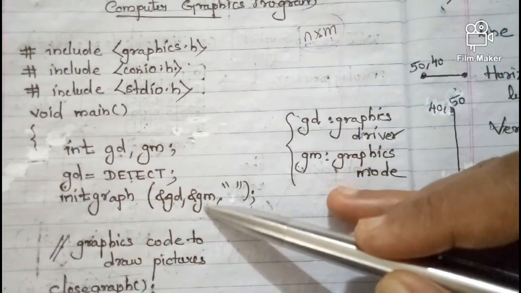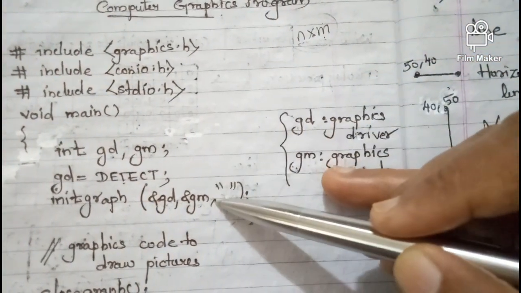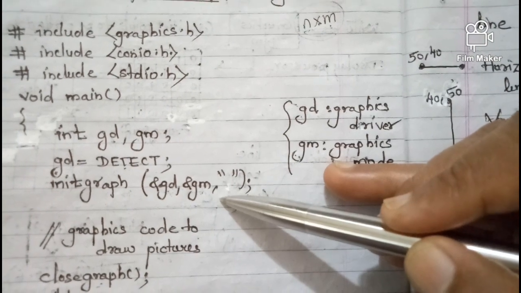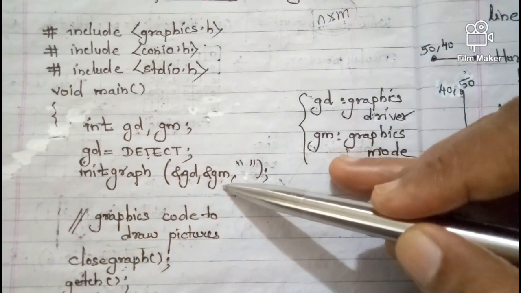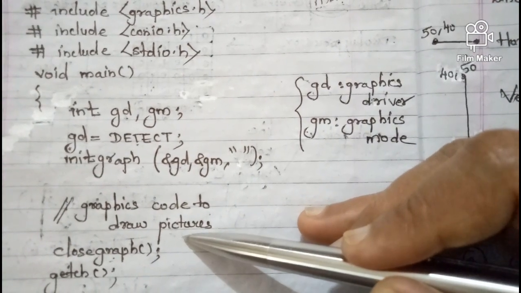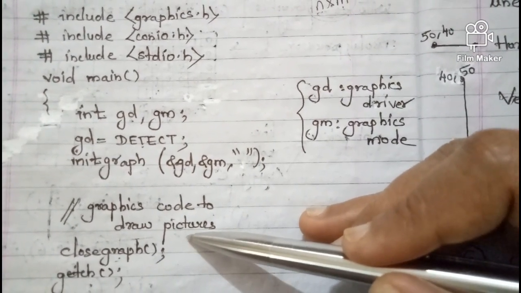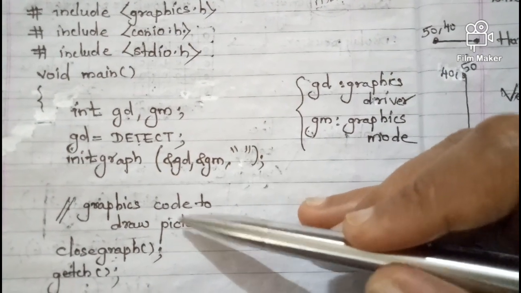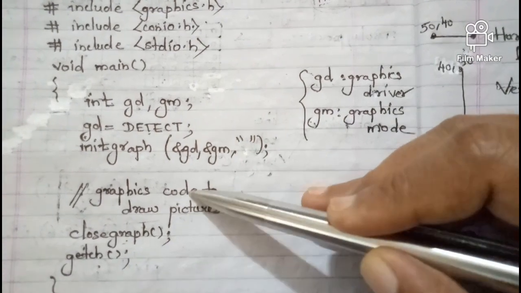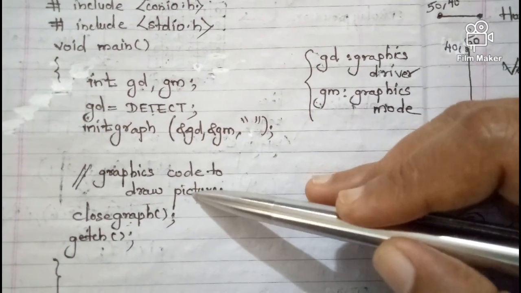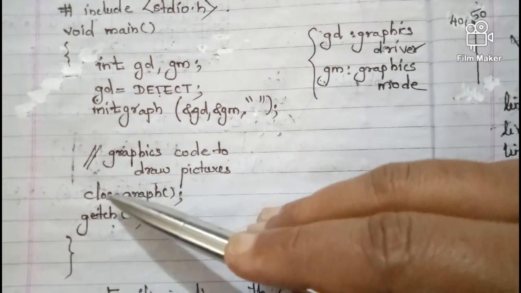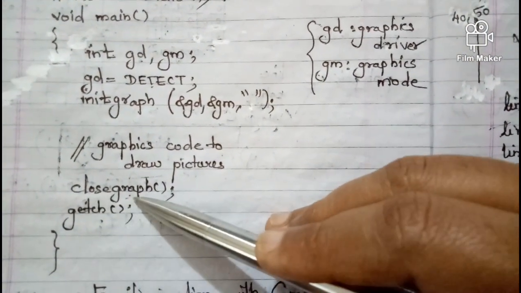So these are the basic steps every person must write in your graphics program. Once this much of the portion is written, the next code will help you to draw pictures. Any programmer can write the codes of his wish depending on what picture he is going to draw. So here you will write the graphics code. Once the program is written, you have to use the function closegraph.